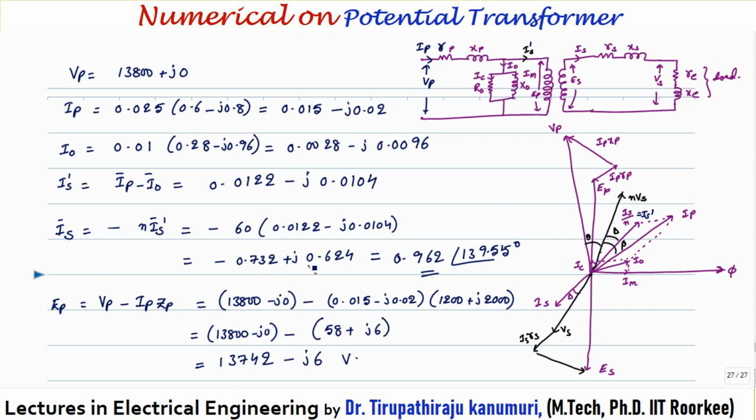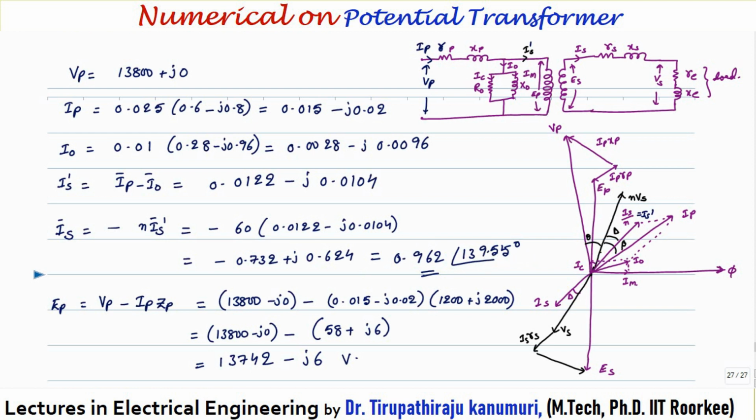So if you are summarizing, you will get this one. So this is in rectangular form. I have converted to polar form. This will be 0.962 at an angle of 139.55 degrees. That means with respect to the primary voltage, this secondary current is making an angle of 139.55 degrees. So this is what we got.